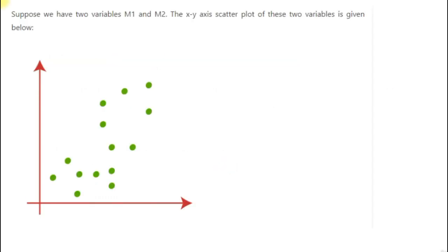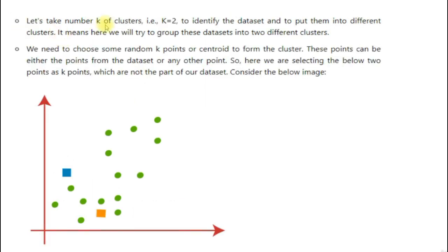So let us understand this. Suppose we have two variables, m1 and m2. The x-y axis scatter plot of these two variables is given below. So this is a scatter plot. Now let's take the number k of clusters. We want to make two clusters out of the scatter plot and the dataset, and put the points into different clusters. It means here we will try to group this dataset into two different clusters.